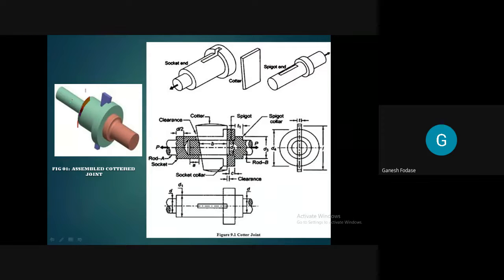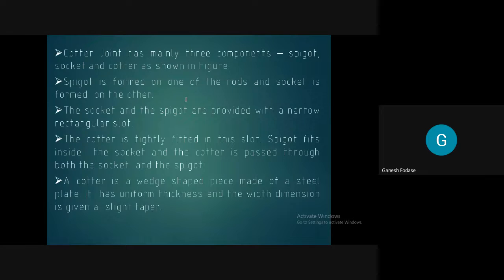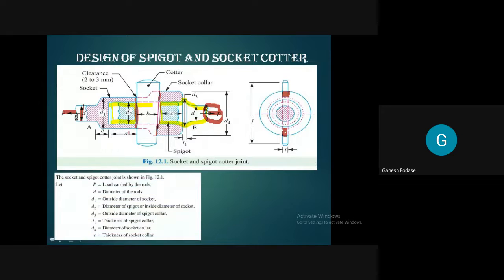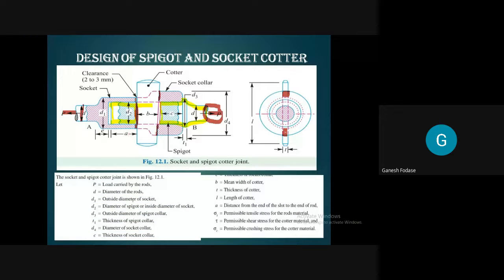This one is the outside diameter, D1. What notation do we take for this? D. And the same here also. No, not this, actually this one. So this is D, this is D1. Likewise, you have to understand the 3D diagram. So D1 is the outside diameter of the socket.